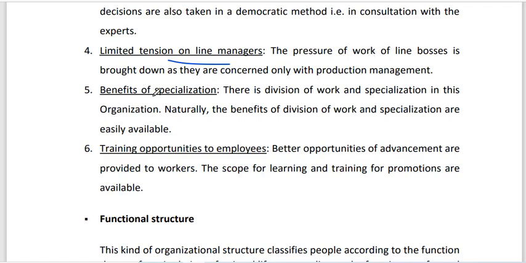Then there is the benefit of specialization. Specialists have work experience of 10 or 15 years, and they give their guidance and work experience to the workers, which gives us the benefits of specialization. Also our employees get training from that expert and specialist of the particular department.